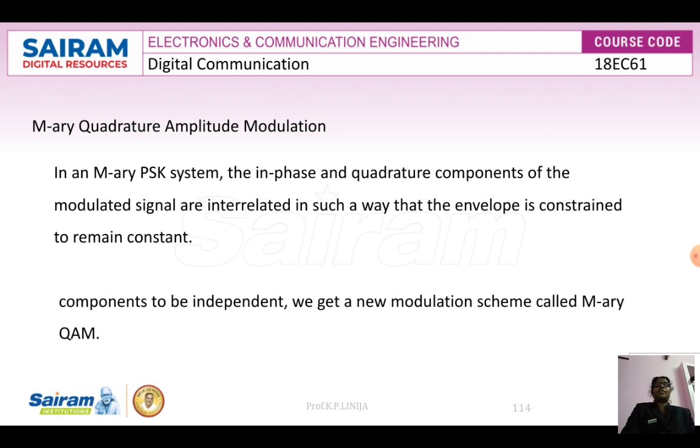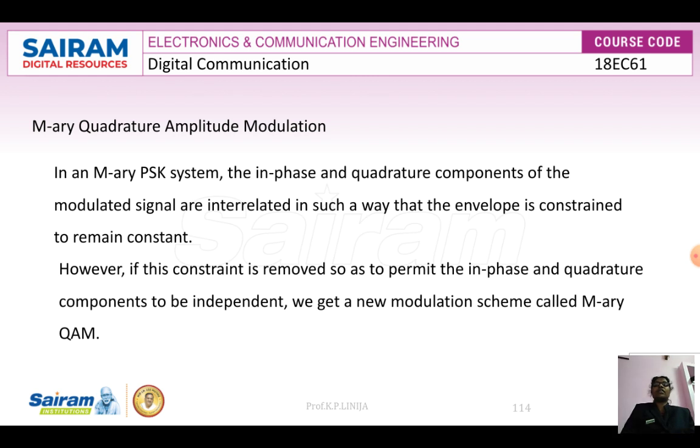We know that the demultiplexer output is split into two different waves, that is the odd component and the even component, and we have generated them. The same way as in BPSK, in M-ary PSK also, the envelope has been constrained to remain constant. However, if this constraint is removed to permit the in-phase and quadrature components to be independent, we will get a new modulation scheme called M-ary quadrature amplitude modulation.